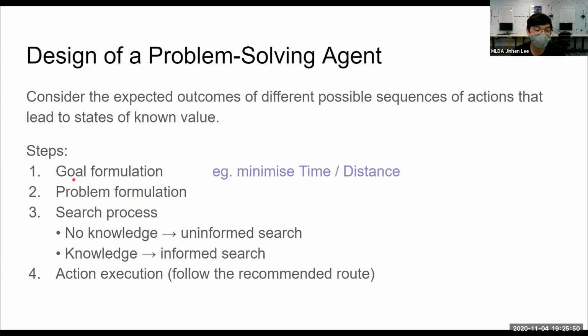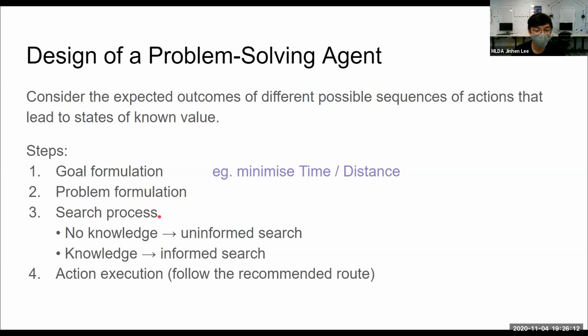So we first need to form our goal. So in just now's case, maybe fuel is expensive. So we want to minimize the distance. So for example, we can minimize the distance and that will be our goal. Now problem formulation is basically stating our situation out. So this one I'll cover in the next slide. Search process.